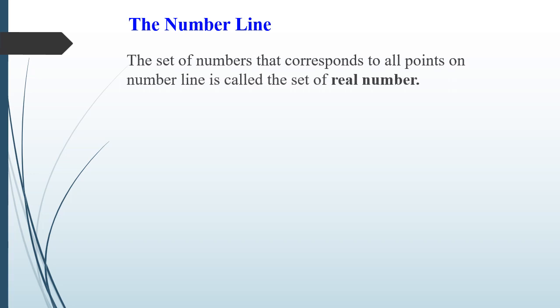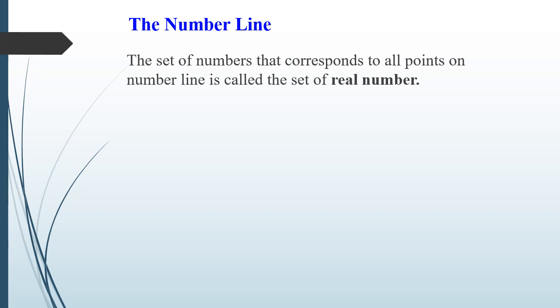So the set of numbers that correspond to all points on the number line is called the set of real numbers. So what we are drawing, the number line, is actually all the real numbers lying on the line. These real numbers include irrational and rational numbers. So we don't know exactly what all these numbers are. That's why we represent it as a line.